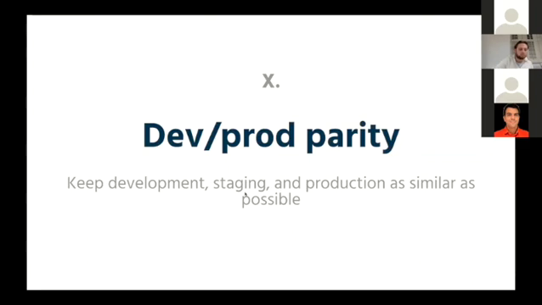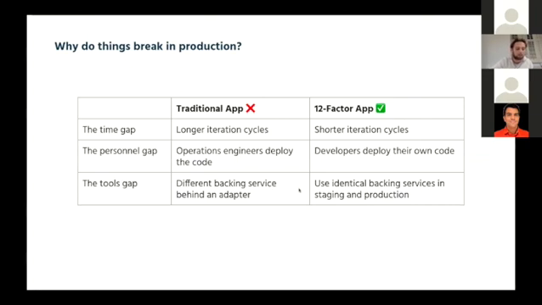The 10th principle is dev/prod parity. It just means keep each of your environments as similar as possible. If you don't do this, then when you release to production, you're just guessing that it's going to work, because production will be different and you haven't tested it in that environment yet, essentially. And there's sort of 3 types of gap people talk about between development and production that can mean that your code will break.